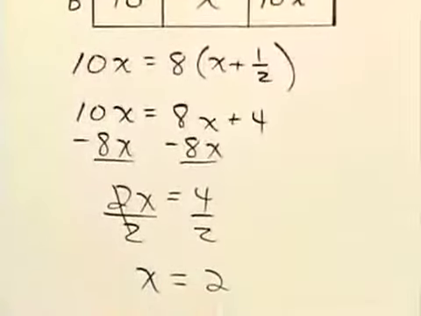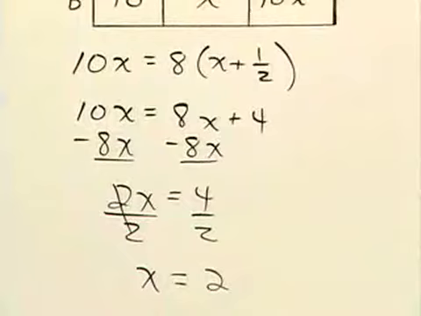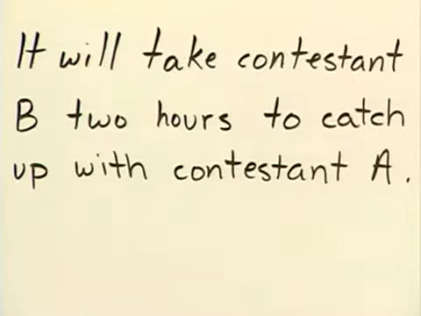Now remember that we used x to represent how long it takes contestant B to catch up to contestant A. So it'll take 2 hours for contestant B to catch up to contestant A. The solution to this problem in a complete sentence is it will take contestant B 2 hours to catch up with contestant A.